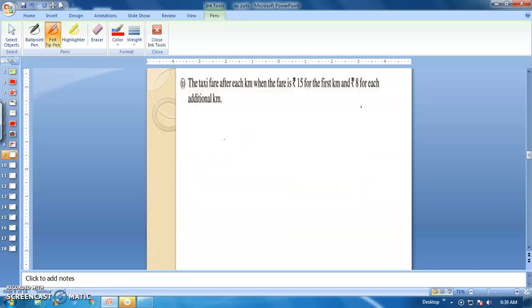The first question is the taxi fare after each kilometer when the fare is 15 rupees for the first kilometer and 8 rupees for each additional kilometer. So for the first kilometer 15, what about the second kilometer? 8 rupees more, so 15 plus 8, 23. And then what about the third kilometer? 23 plus 8, 31. Then 39, etc. Keep going on.